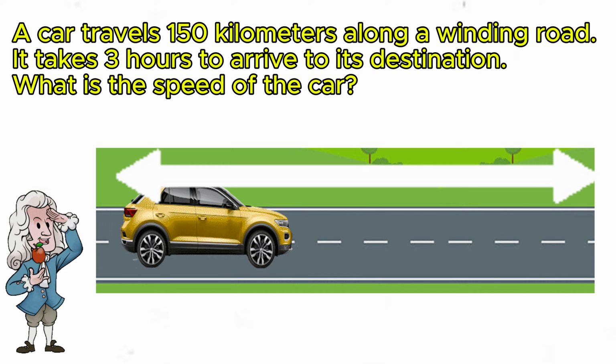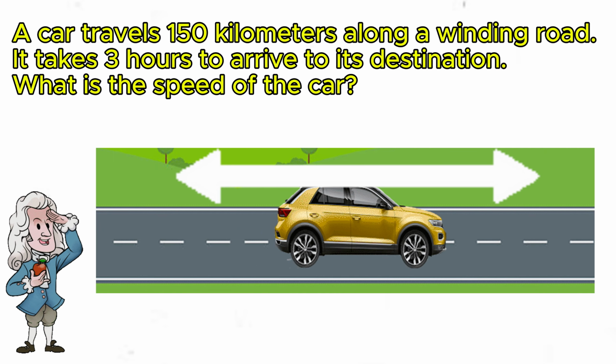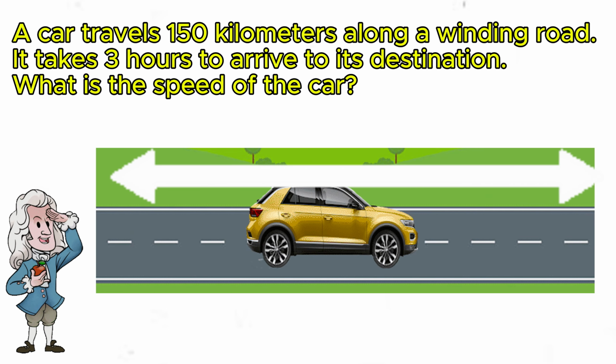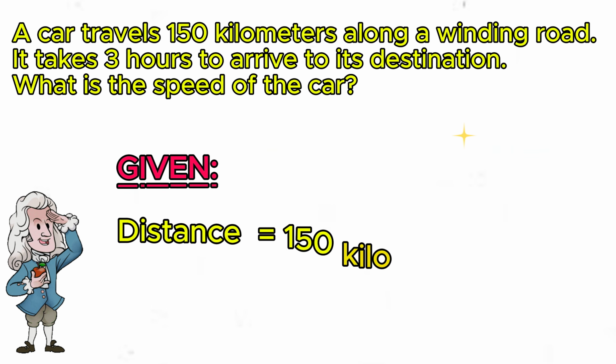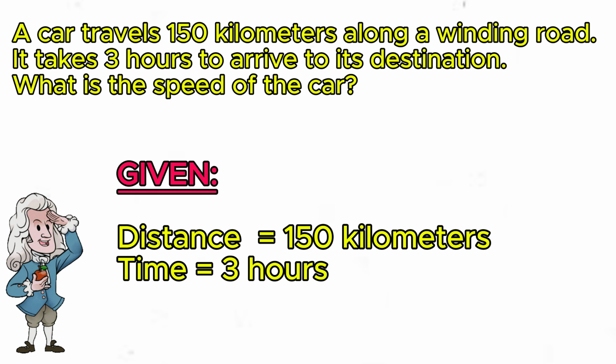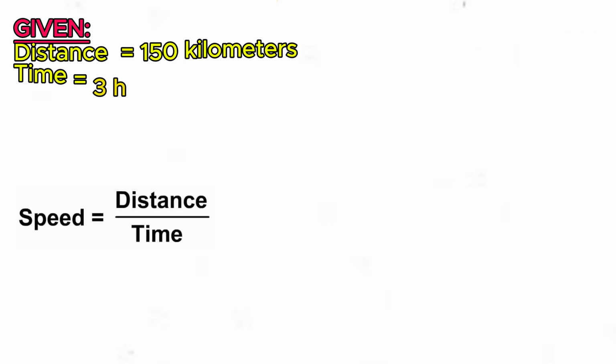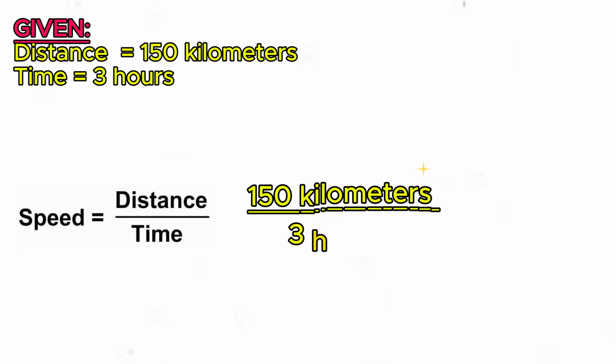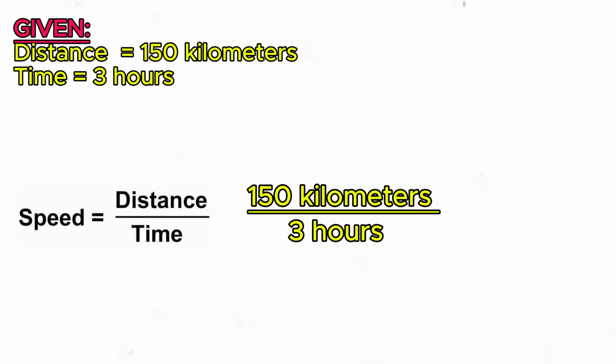Example: a car travels 150 kilometers along a winding road. It takes 3 hours to arrive at its destination. What is the speed of the car? To find the speed, we take our given first, 150 kilometers as our distance and 3 hours as our time. If we put these values in this formula, it will end up like this: 150 kilometers over 3 hours is equivalent to 50. Since the unit of distance is kilometers and the unit of time is hours and we cannot cancel them out, our final answer is 50 kilometers per hour.